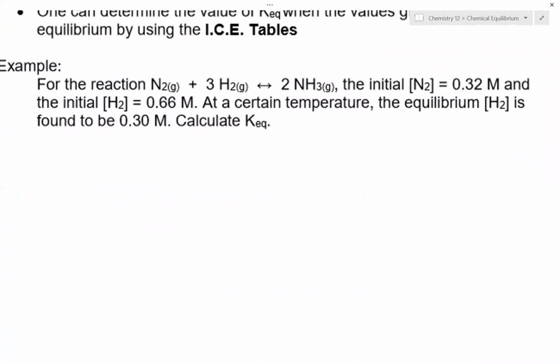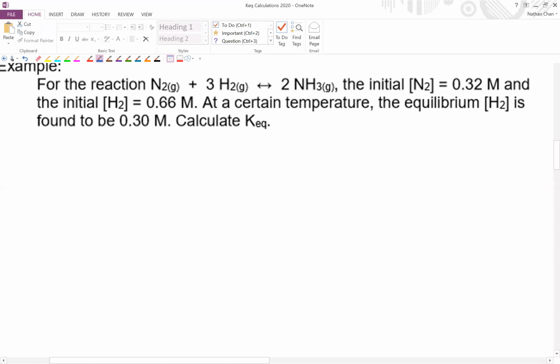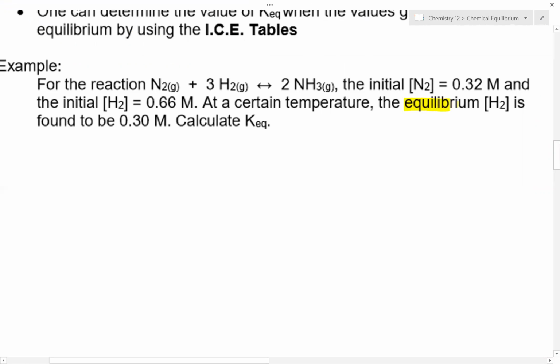It says for the reaction N2 plus H2 gives you 2 NH3, the initial concentration of N2 is 0.32. The initial concentration of H2 is 0.66. At a certain temperature, the equilibrium concentration is found to be 0.3. Calculate the KEQ. So in this particular case, the only thing that we're given is the equilibrium concentration of H2. Okay? But notice we're not given anything about NH3 or N2. So how do we approach a question like this?